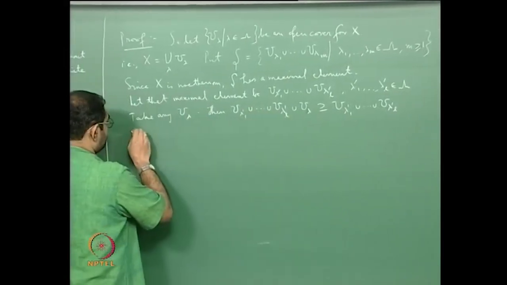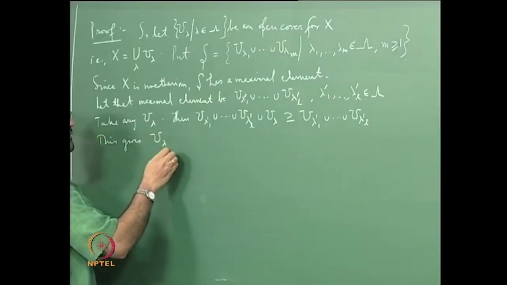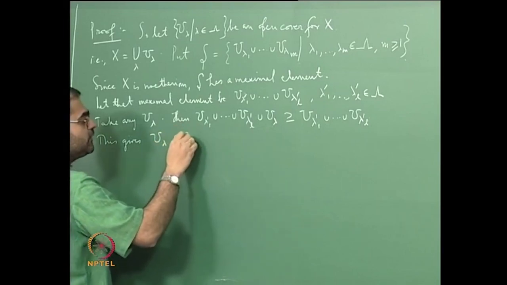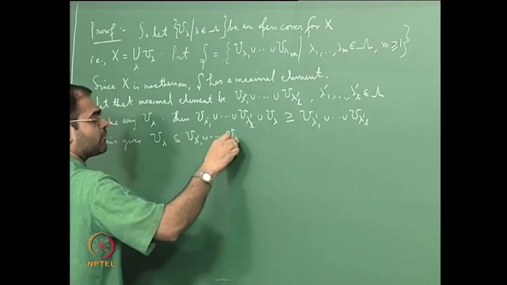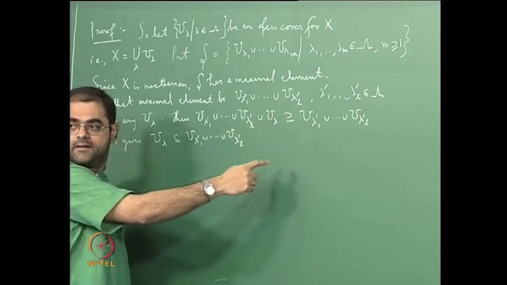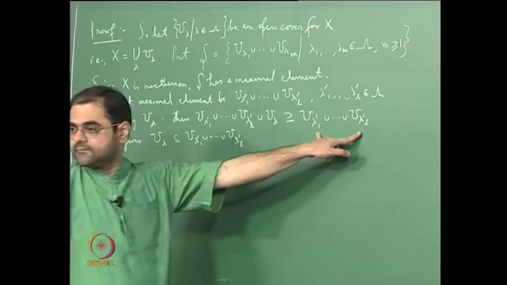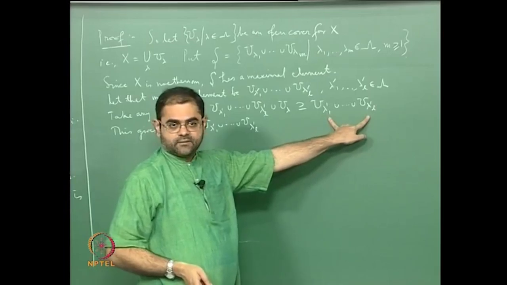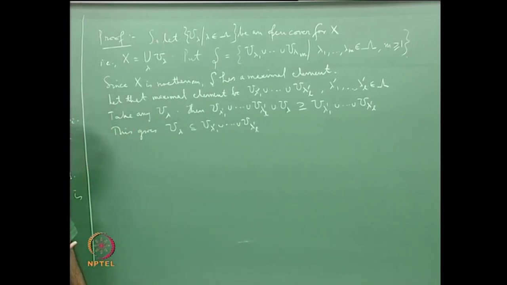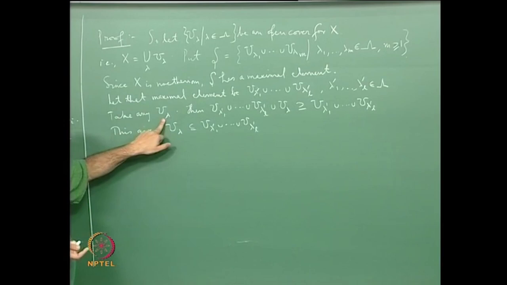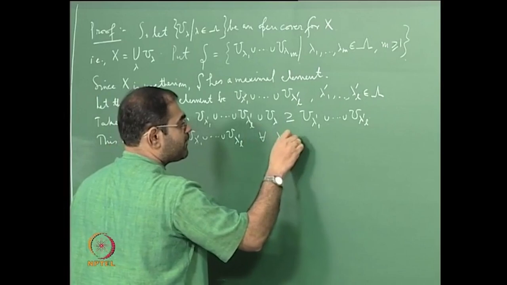So this gives that U lambda is actually contained in U lambda 1 prime union ... union U lambda L prime. See, if this is equal to this, then this extra set I have taken the union with has to be already contained in this, only then I will get equality. But the small lambda subscript I took was arbitrary. So what this tells you is that this is true for all small lambda in capital Lambda.